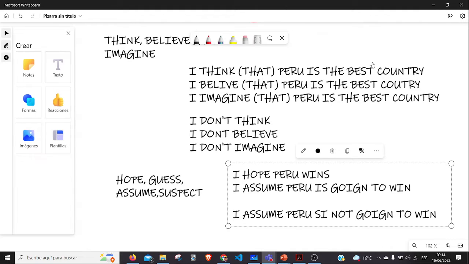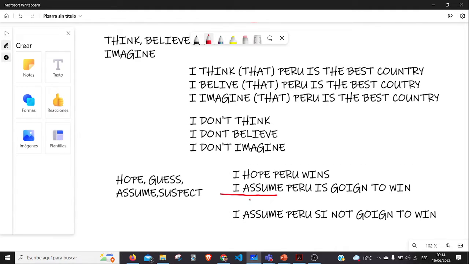Okay. No, I can't use negative. I hope not. No, eso es para responder. Eso es para responder. Acá estamos dando nuestra opinión.